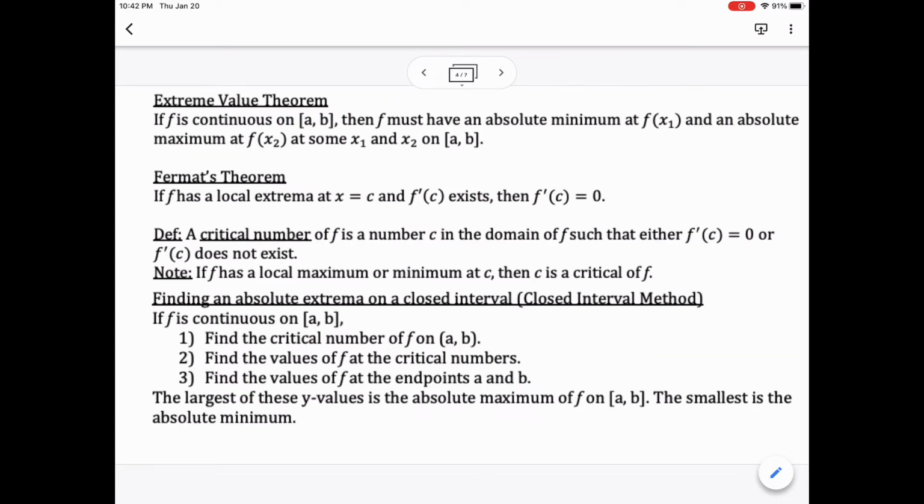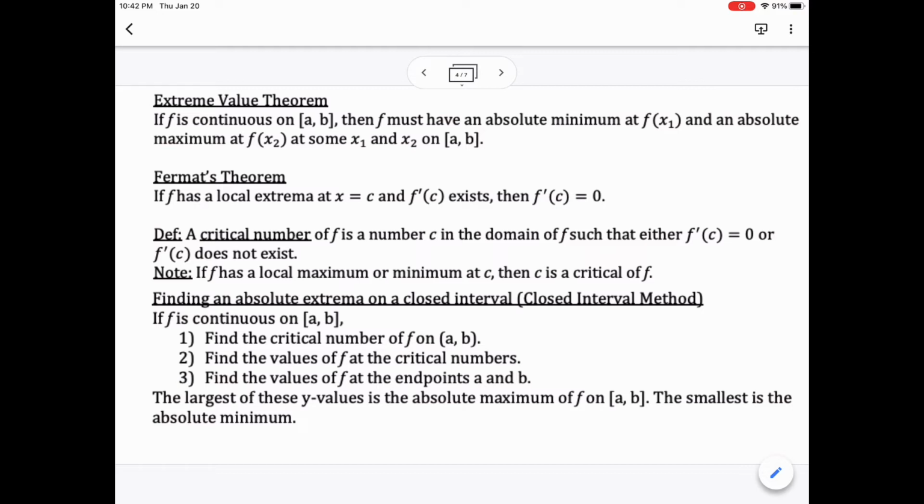So the extreme value theorem says that if f is continuous on a closed interval, there must be an absolute minimum somewhere and there must be an absolute maximum somewhere. Okay. Fermat's theorem says that if f has a local extrema at some value of c and the derivative exists, then that means that the derivative is equal to 0 there. And that's what we kind of call a critical number.